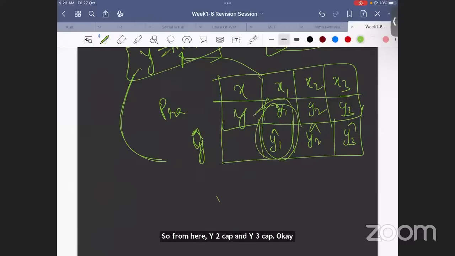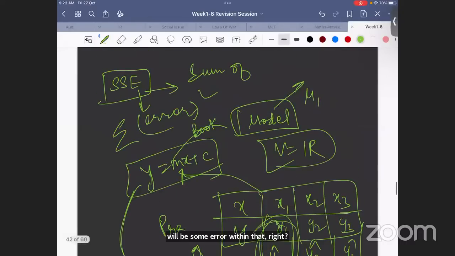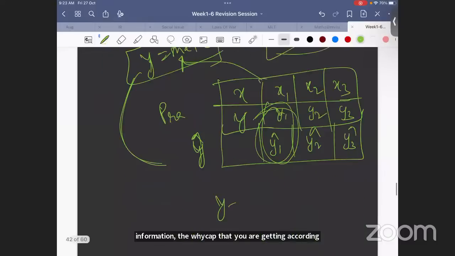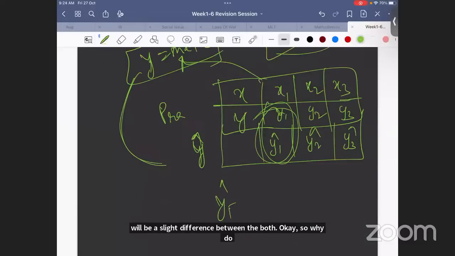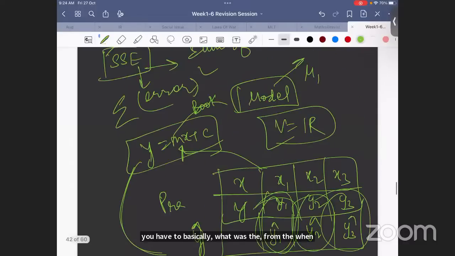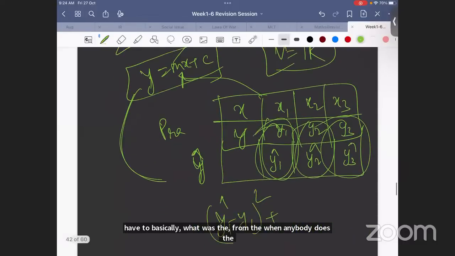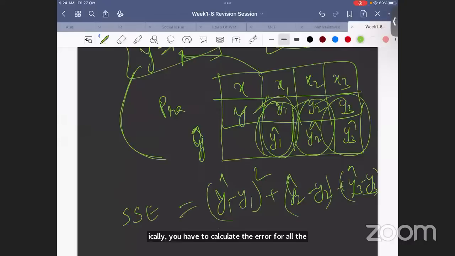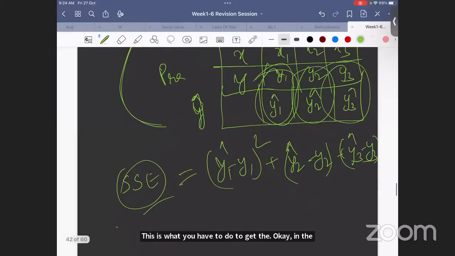So what you can do is subtract them. From the name itself, sum of squared error, it is clear that you calculate the error. First calculate the error, y1 cap minus y1, and do the square. Calculate the error for all the values and then do the summation: y2 cap minus y2, plus y3 cap minus y3, each squared. This is what you have to do to get the sum of squared error. Later, when you move to machine learning courses, you'll go through many other metrics.